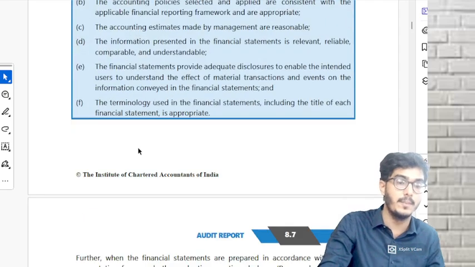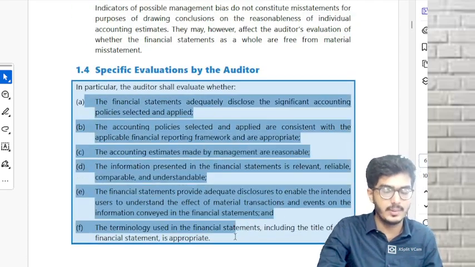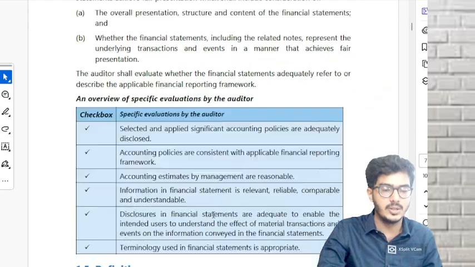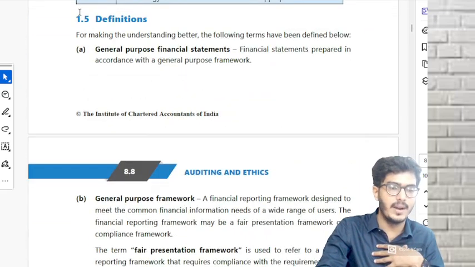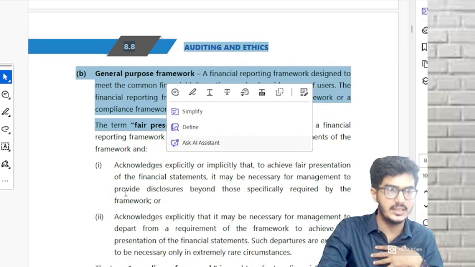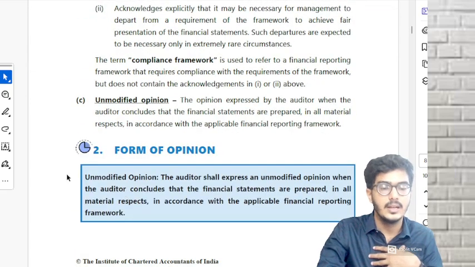I want to focus on the important part. This is also important. I mean, this is also a mug part. Directly come to here. This definition and all, don't read 1.5. Never ever read this. It is bullshit. Never ever read it.